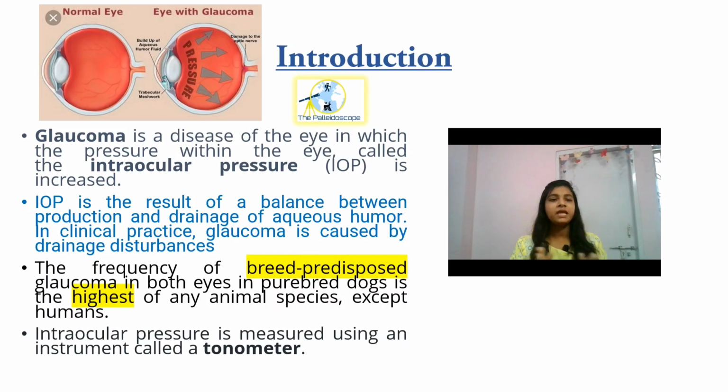Okay. Next, intraocular pressure is measured by a device called a tonometer. This is used during the diagnosis. The tonometer is the device that is used to measure the intraocular pressure. So this is the normal eye you are seeing on the left side. This is the normal eye, and an eye with glaucoma has increased intraocular pressure. What it will do is damage the retina and damage the optic nerve.